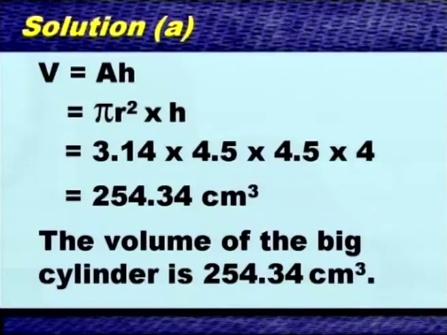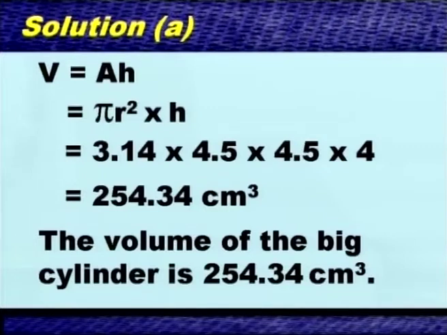Let's see if you have also the volume of the big cylinder, class. Volume is equal to AH, where A is equal to pi r squared. Pi r squared times height. 3.14 times 4.5. Why 4.5? Half of 9. The diameter is 9, but you have to get the radius, which is 4.5.